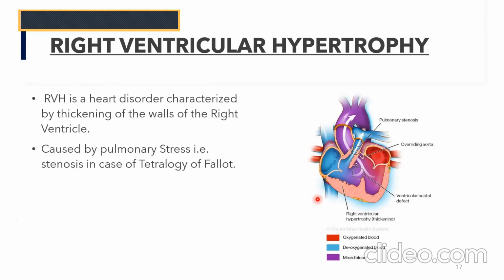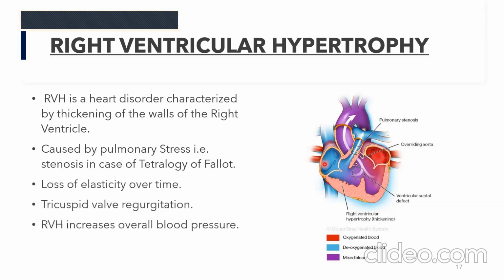So right ventricular hypertrophy is caused usually by pulmonary stress. When presented exclusively, it is caused due to a severe lung defect or disease. But when presented congenitally, it is usually due to pulmonary stenosis, as in the case of tetralogy of Fallot. In this case, due to pulmonary stenosis, there is a lot of back pressure on the right ventricle due to the blood, and hence the heart muscle has to exert an immense amount of force and stress to pump the same amount of blood towards the lungs. This causes the hypertrophy of the walls of the heart.